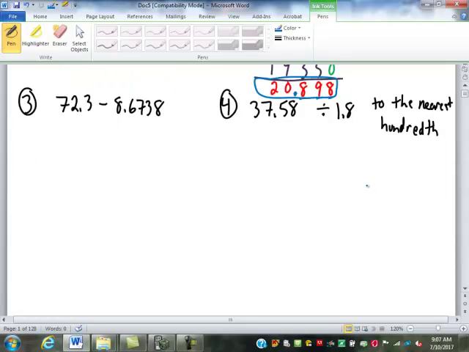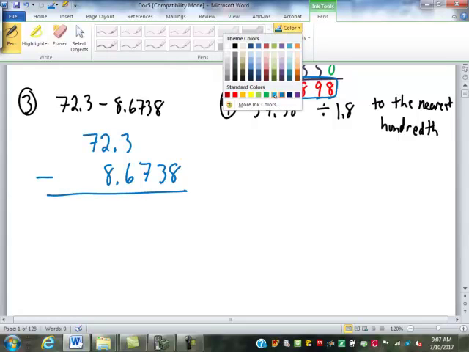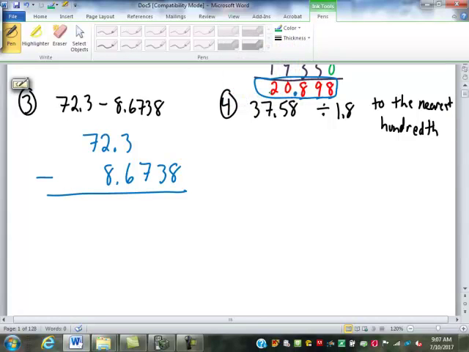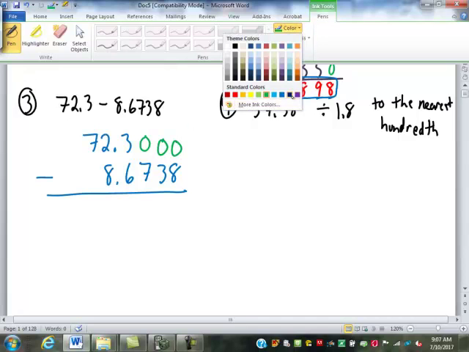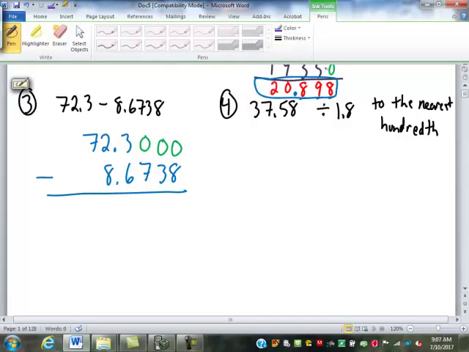Number 3, when we go to subtract, what do we have to make sure we do? We line up our decimal points. Before we can start subtracting, what do we have to do? Put in those missing zeros. And now, of course, we go to subtract. 0 minus 8 can't be done. So we do have to borrow.